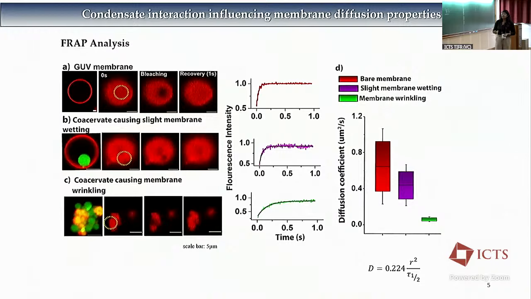Now, we were interested to see what is actually going on, because until now we were just seeing an increase in fluorescence intensity at this local region. But what is the structure? What is actually happening over there? Is it lipid aggregation, or does it have something to do with the membrane itself?